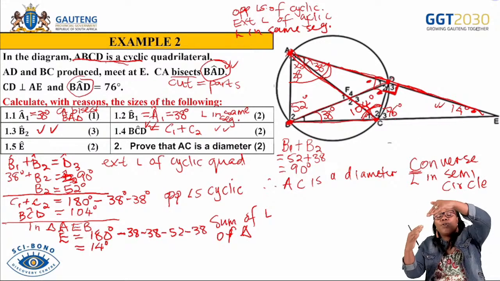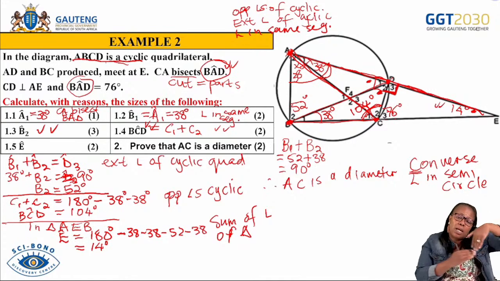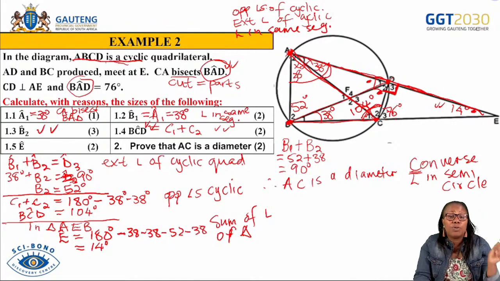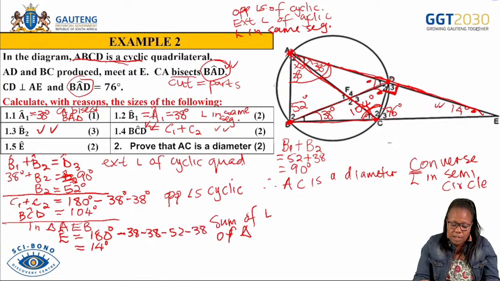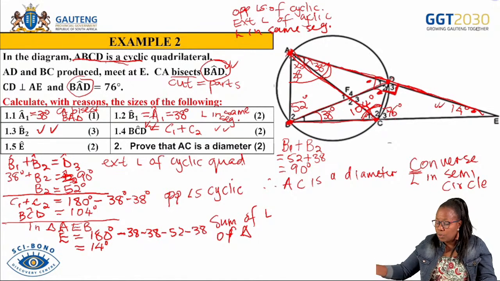Remember, we did not start from diameter to the angle. We are now starting from an angle to a diameter. That is why we are adding a converse, because we are using the converse of that particular theorem. Okay, grade 12, I hope we are still together. Let's continue.